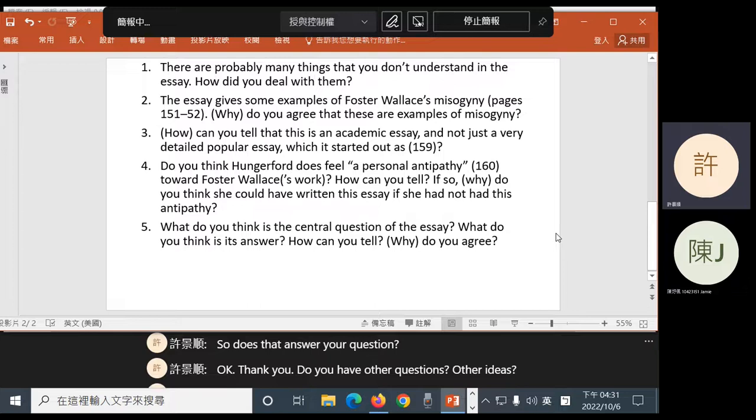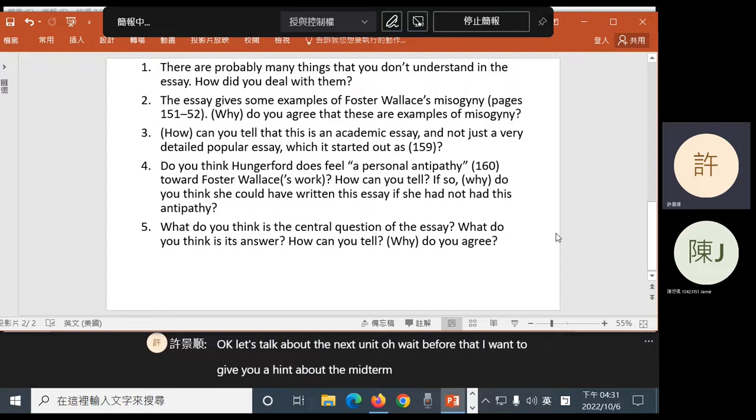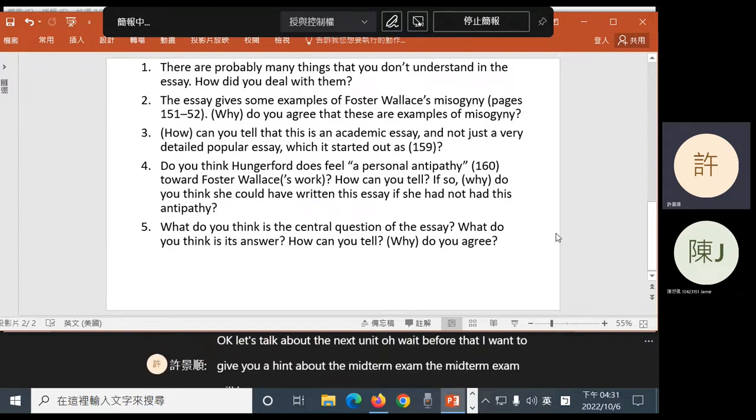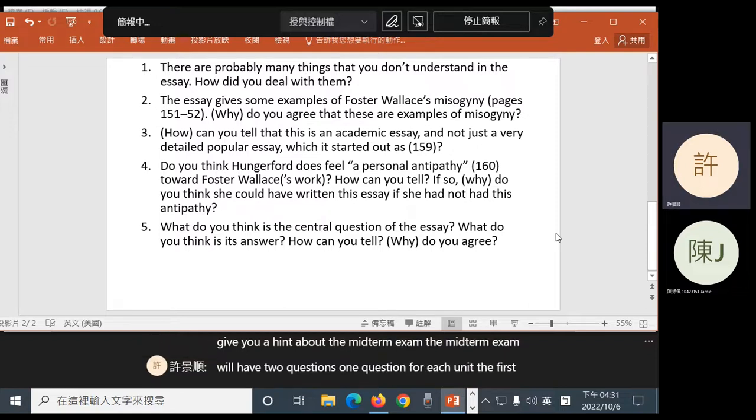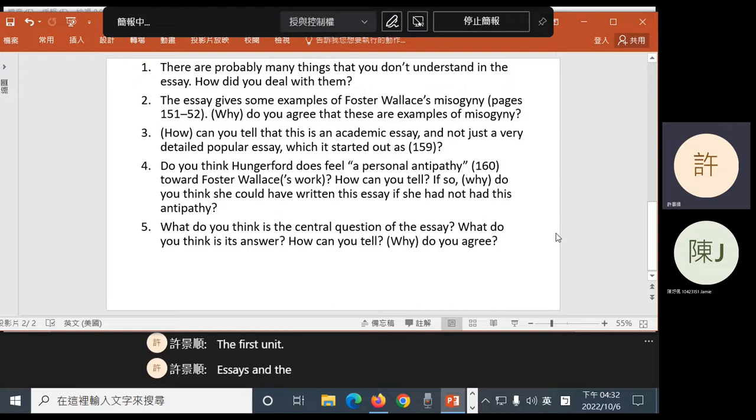Okay, let's talk about the next unit. Oh, wait, before that, I want to give you a hint about the midterm exam. The midterm exam will have 2 questions, 1 question for each unit. The first unit, essays. And the question for this unit will be related to popular art or serious art, low art or high art. Okay, let's take a look at the next unit. I'll hand out the handouts.